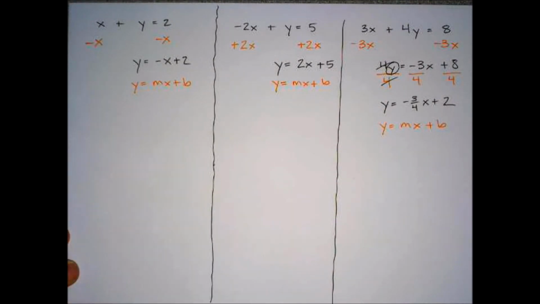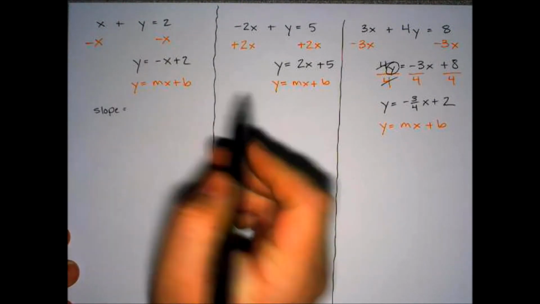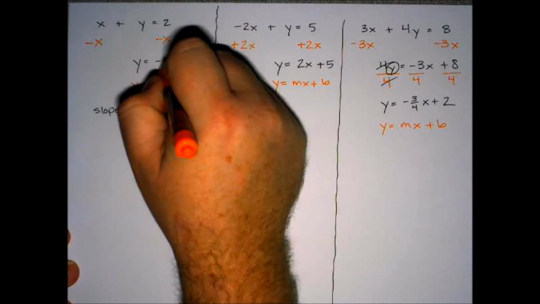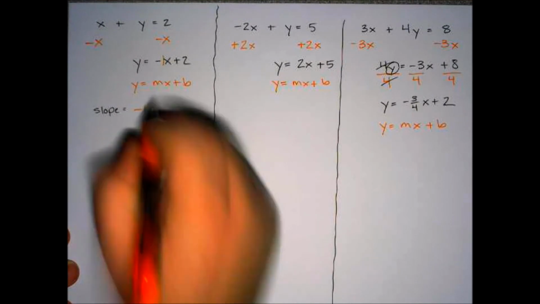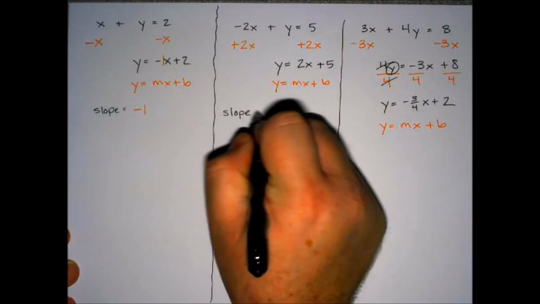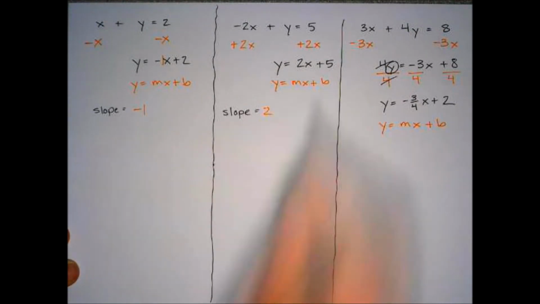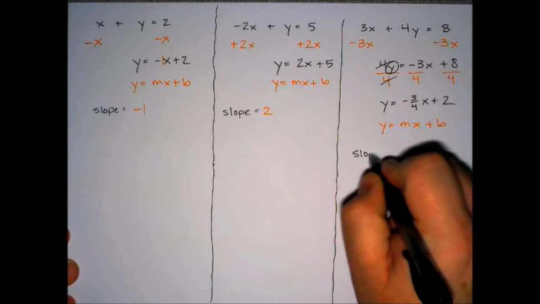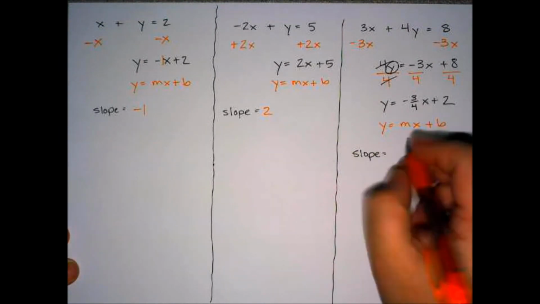So in the first one, our slope is right there. Since there's no number, we're going to draw a little 1 there. A sneaky little 1 that pops in. So our slope is negative 1. Our slope here is 2. And our slope for this one is negative 3/4.